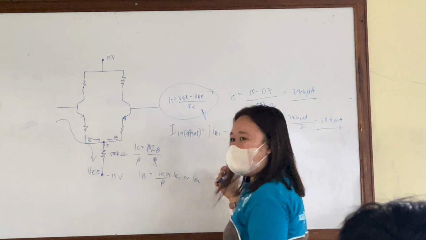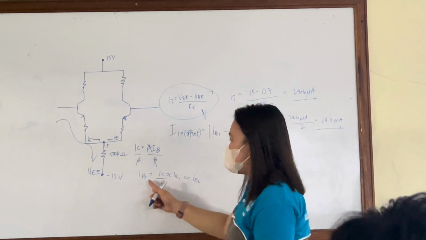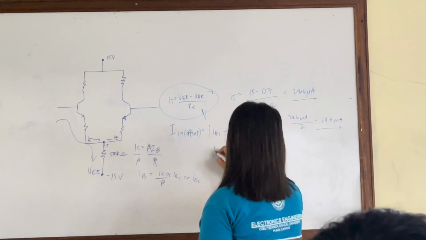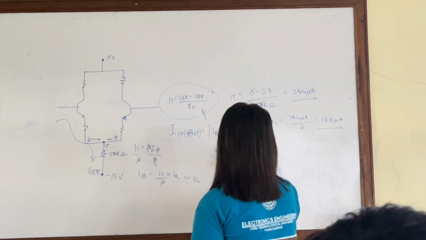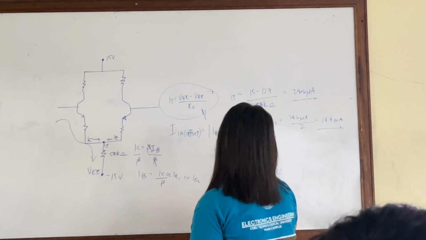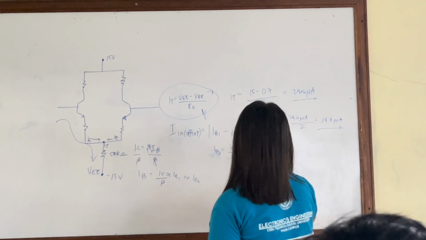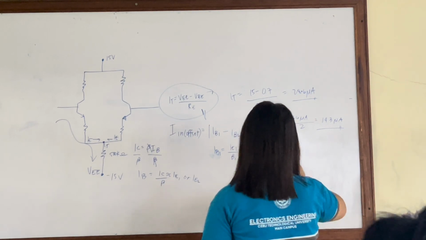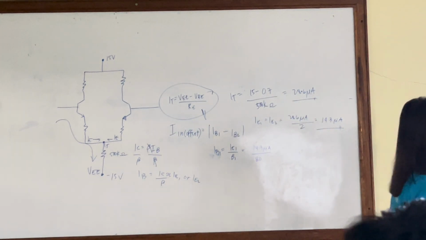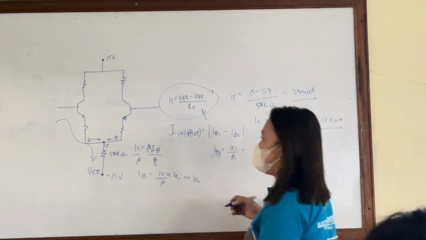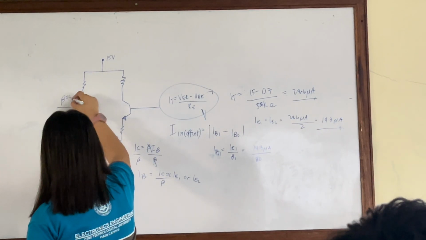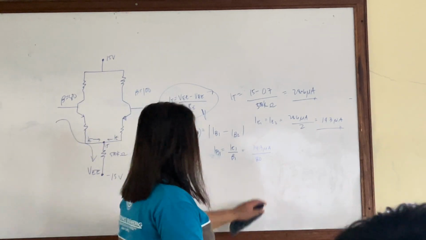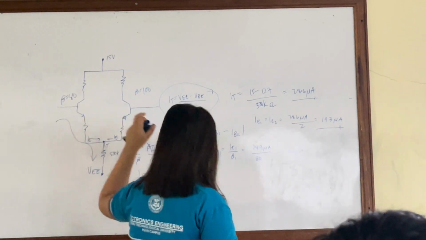We already have our IE1 and IE2, so IB1 and IB2 can now be solved. IB1 should be equal to IE1 over beta 1, which is equal to 14.3 micro divided by 80. They give you 80, from left to right. So the beta here is 80, and the beta here is 100.